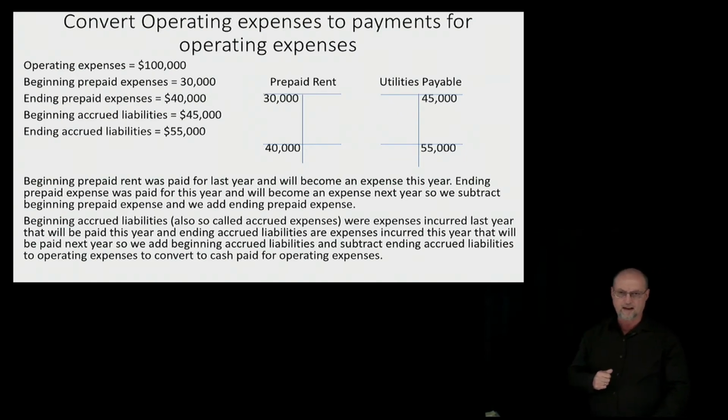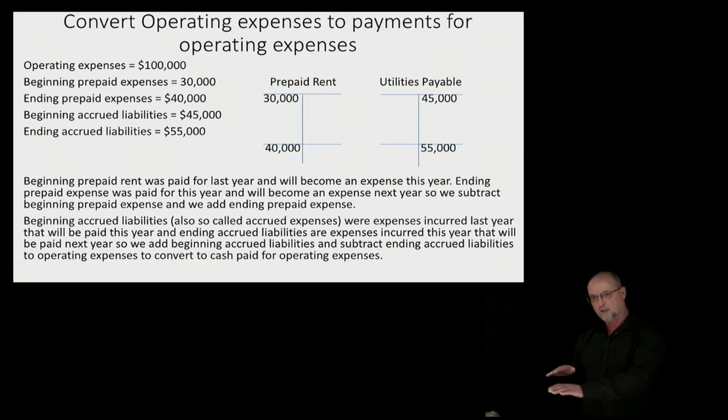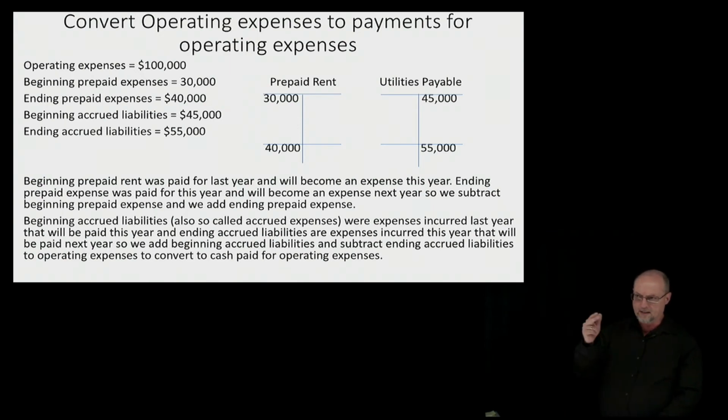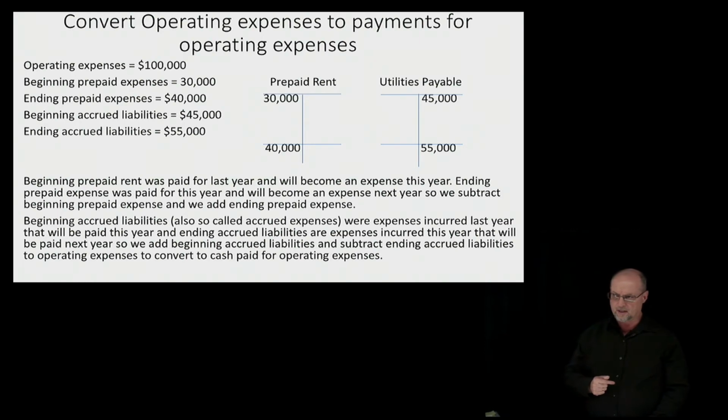Ending balance, $40,000. Debit prepaid insurance, credit cash. It was dispersed this year. It won't be part of operating expenses until next year. So we're going to add the ending balance of prepaid rent to operating expenses. Okay? So subtract the beginning balance, add the ending balance. Okay? In this case, prepaid insurance increased. Debit prepaid insurance, credit cash. So if it increased, we would add the increase to get to disbursements. And if it decreased, we would subtract that.